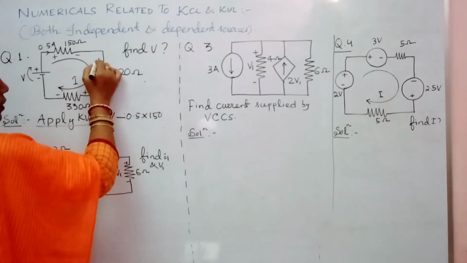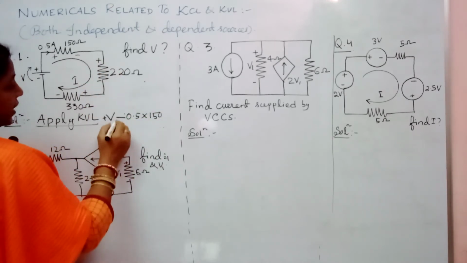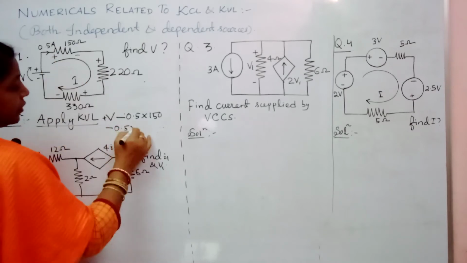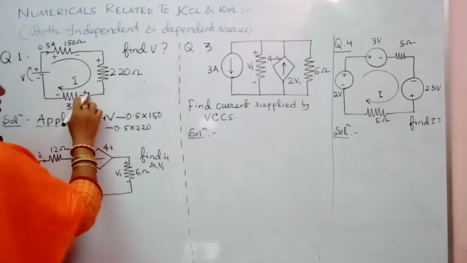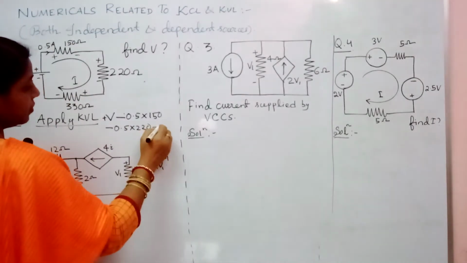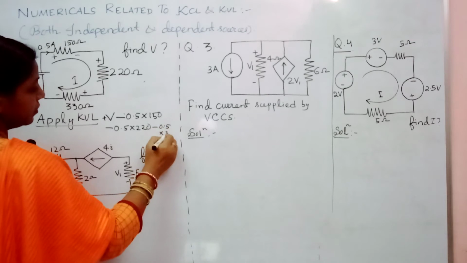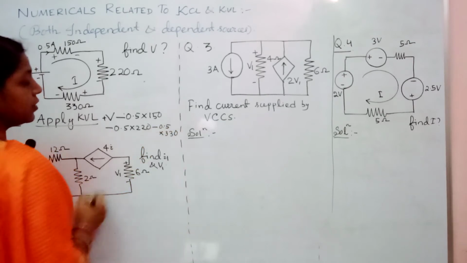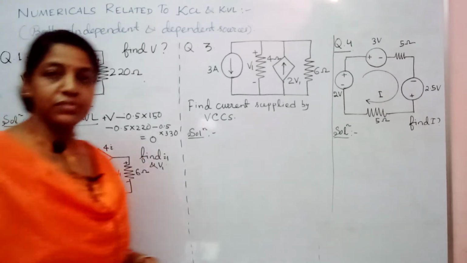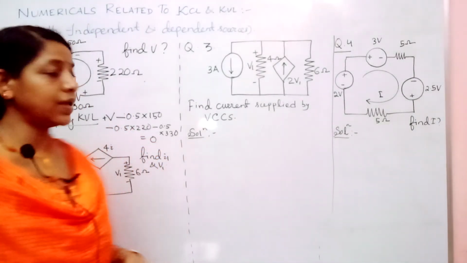Similarly, it is going from positive to negative. So minus of current 0.5 they have given into 220. Similarly, here also it is decreasing. So minus of 0.5 into 330 ohms equals 0. Clear how you are writing the KVL?